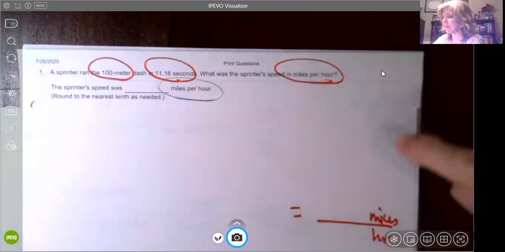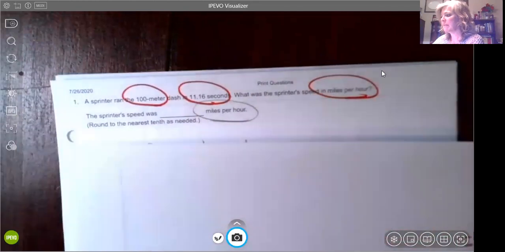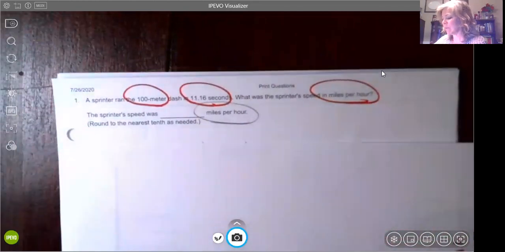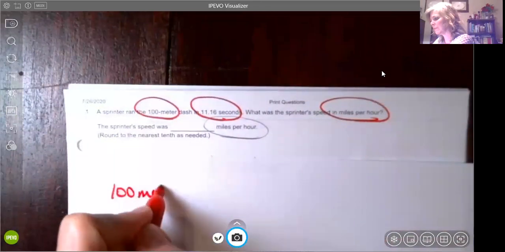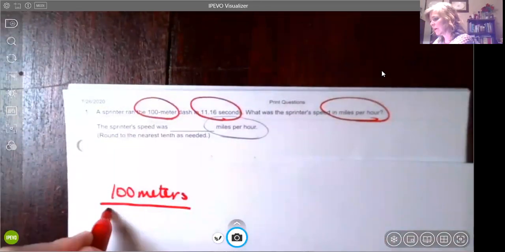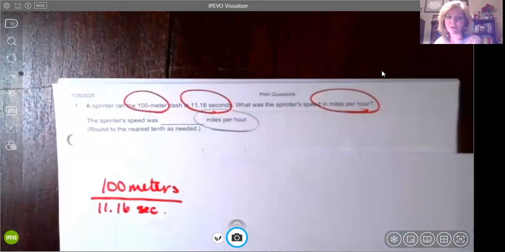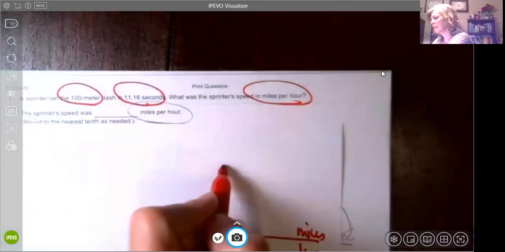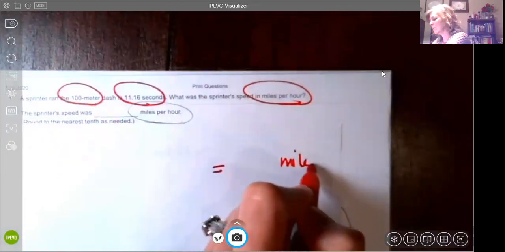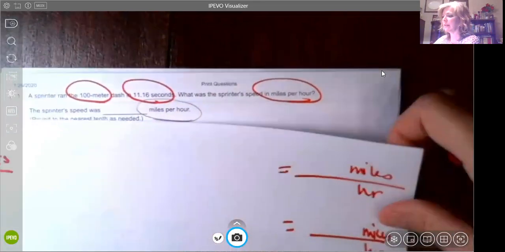I'm going to start with, if I've got to go to miles per hour, that makes sense to me: miles is a distance, hours is a time. So I'm going to start here with 100 meters per 11.16 seconds. And so I'm starting with meters per second. I'm going to scoot this one up because it's not on my screen. And remember, our end goal is miles per hour.